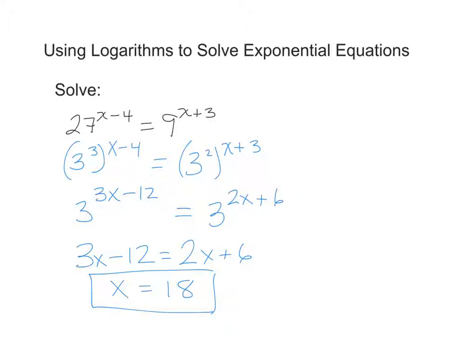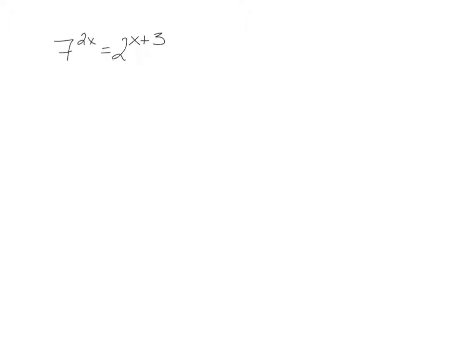But if we look at a question like this, 7 to the power of 2x equals 2 to the power of x plus 3, there's a problem with using common bases, right? You can't get a common base between 7 and 2. That's when we need another method for solving. And that method is going to be using logarithms. So what we'll do is take logs of both sides of the equation. So just put a log in front of the whole thing.